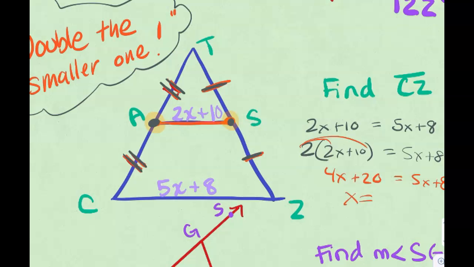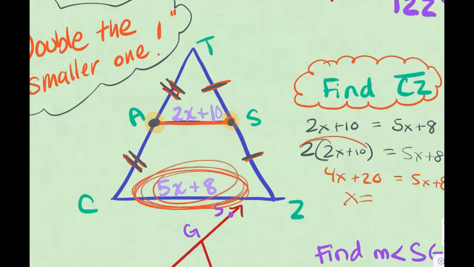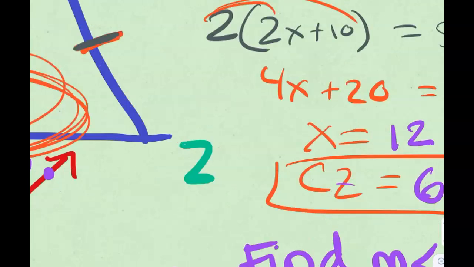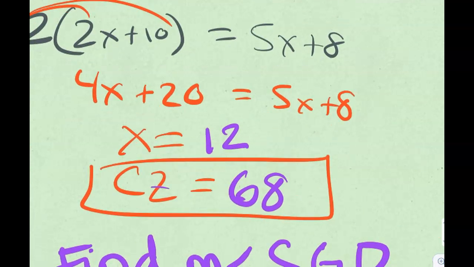But be careful, you're not done. The question said find side CZ. So after you find x, plug it into CZ for your final answer. You'll notice that x was 12 algebraically, and when you plugged it into the 5x plus 8, side CZ came out to be 68.